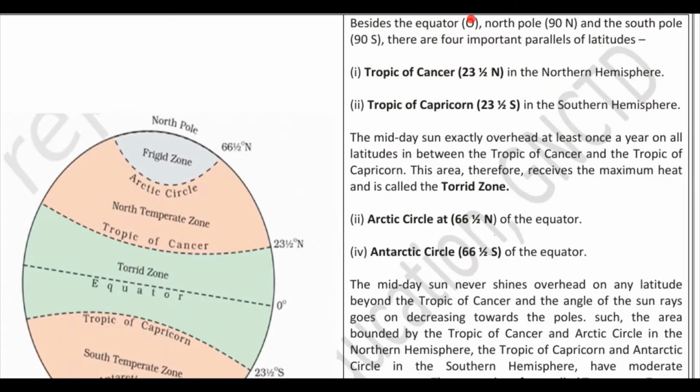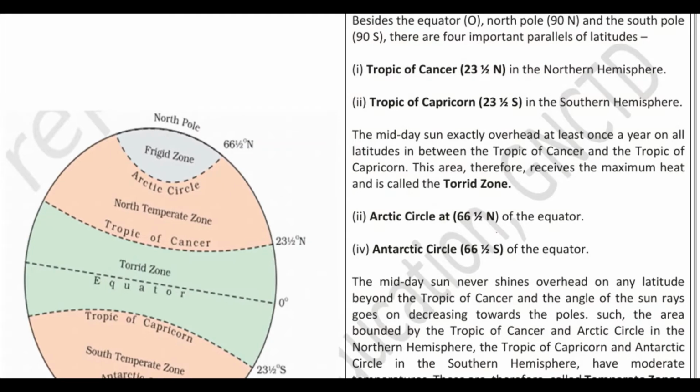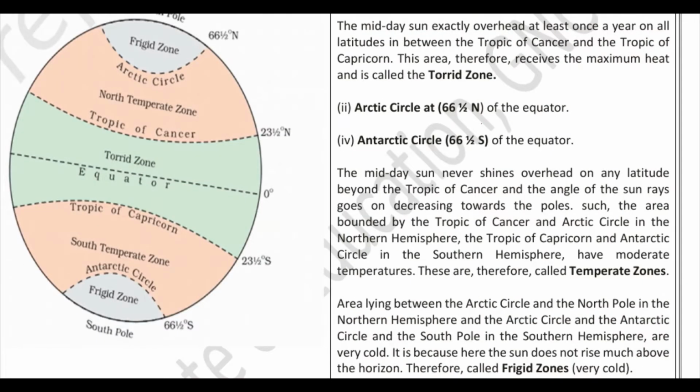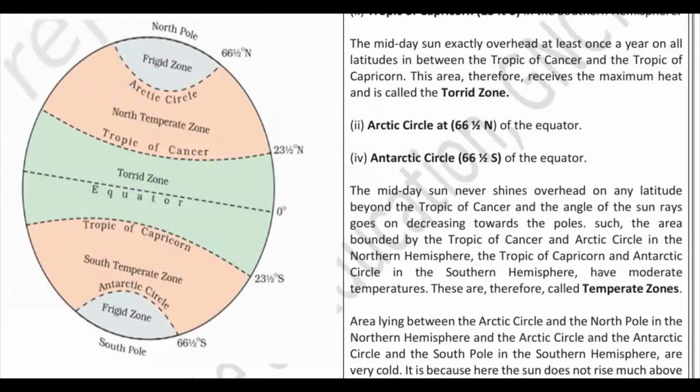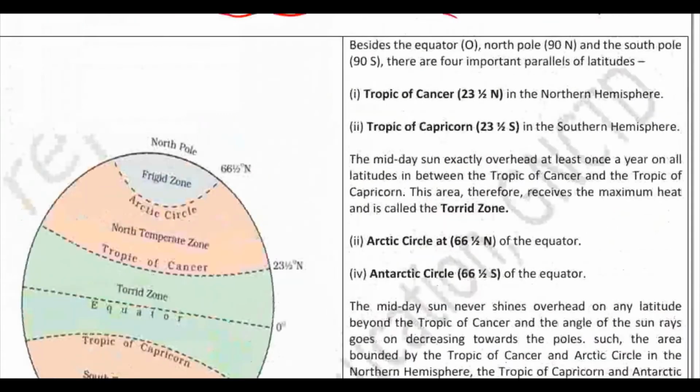Besides the equator, North Pole and the South Pole, there are four important parallels of latitudes. You can see the North Pole over here, this is the equator, and if we come down, here we have the South Pole. So these are the three important things, but besides that, there are four more parallel latitudes which are very important. And what are those? Let us see.